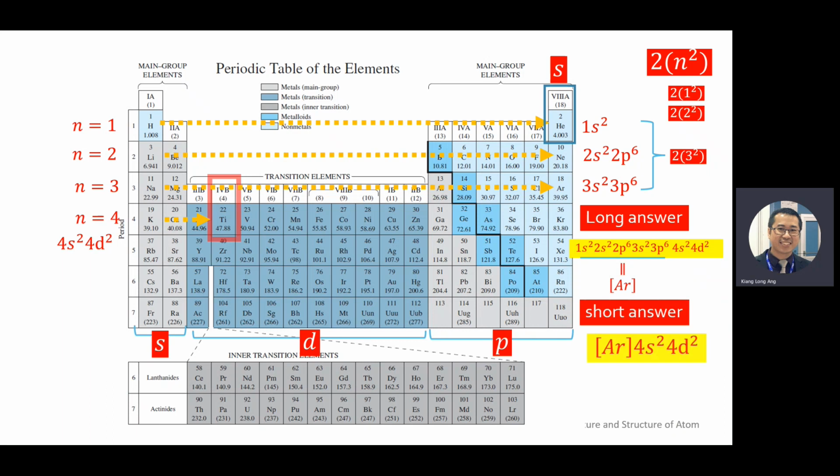So what does it mean? Short answer, you only need to write bracket argon, and the short answer is this one. This short answer is how you communicate with chemists. A long answer, normally you use to communicate with new learners, with beginners, who want to digest how the numbers come from. Then when you are at a higher level, you straight away give this one equal to this one.